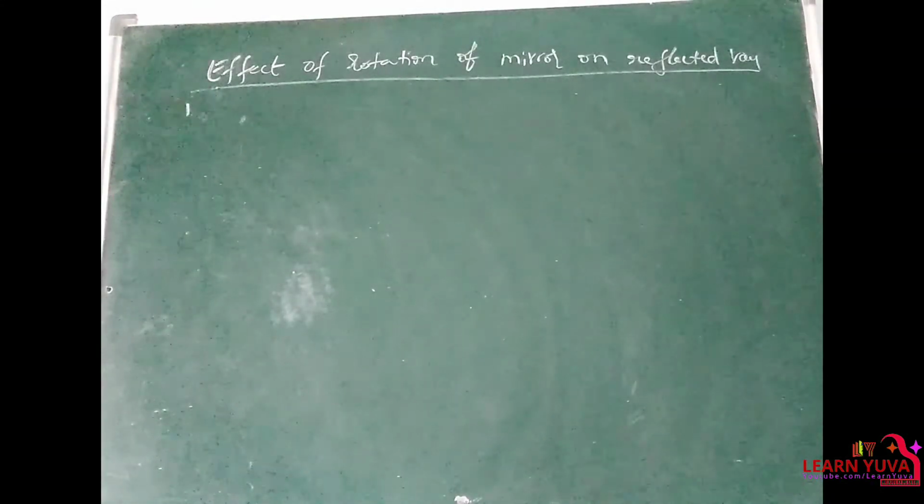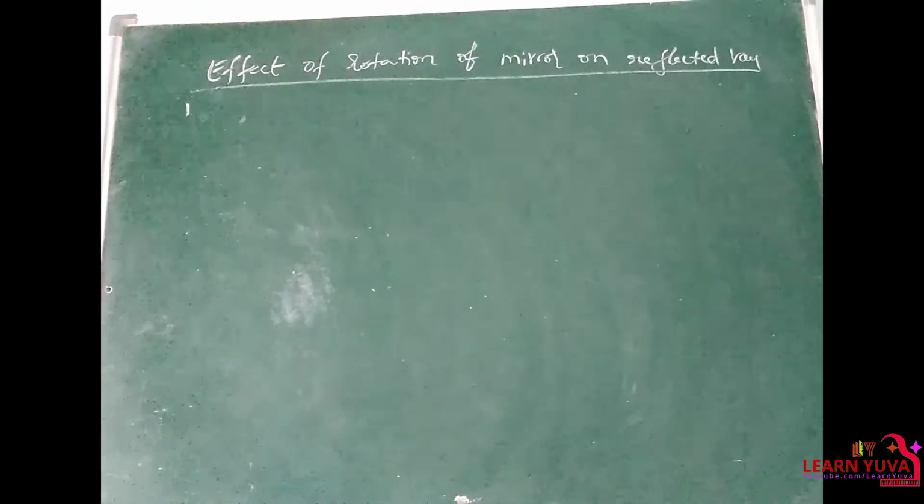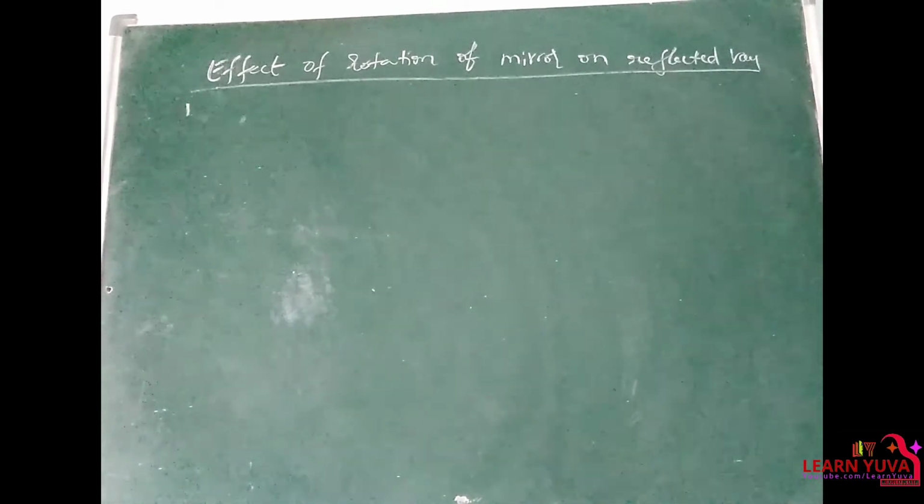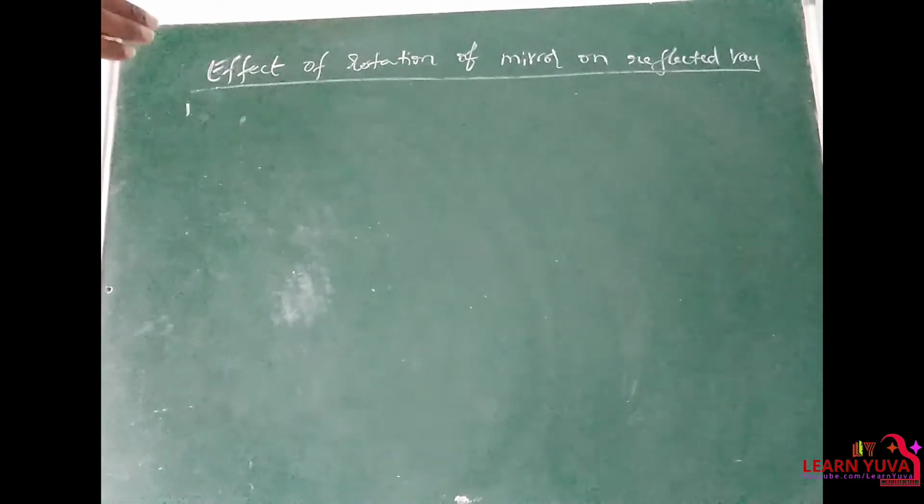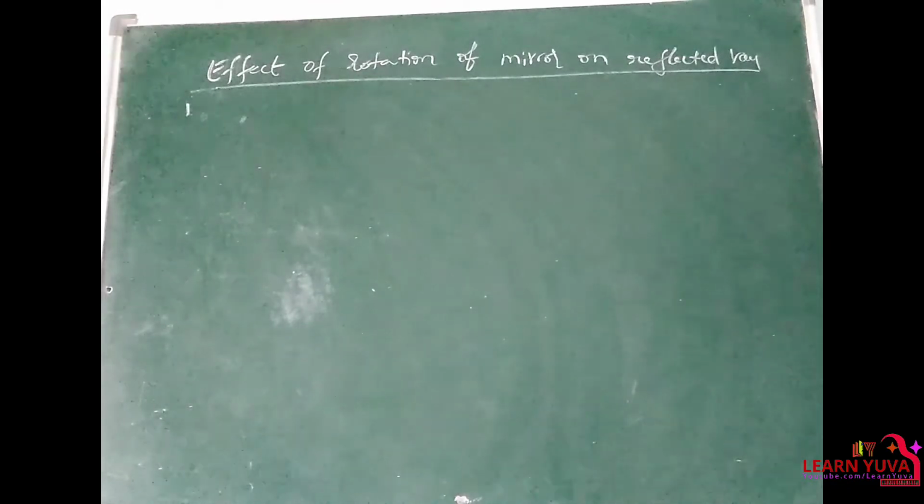In the previous class we saw the displacement of the image. That means if the object is displaced by x units towards or away from the mirror, then the image also suffers the same distance. And if the mirror is displaced by x units towards or away from the object, then the image is displaced by 2x.